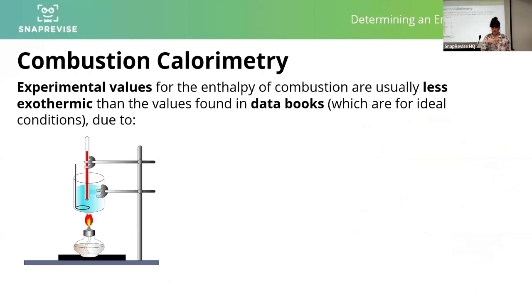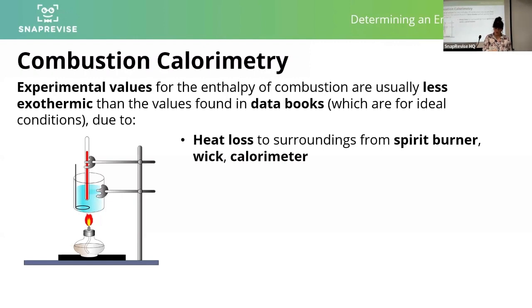So that's when we do it experimentally in a laboratory or in school, compared to data booklets. But data books are used during ideal conditions, and they are found using Hess's law. So it's not an experimental value when you look at a data book value, it's a calculated value using Hess's law. So the values are going to be different. So what are the main contributors to this difference? There's quite a few, so I'll go through them nice and speedily. Heat loss due to surroundings from the spirit burner, the wick, and the calorimeter. Fuel loss from the wick and the burner.